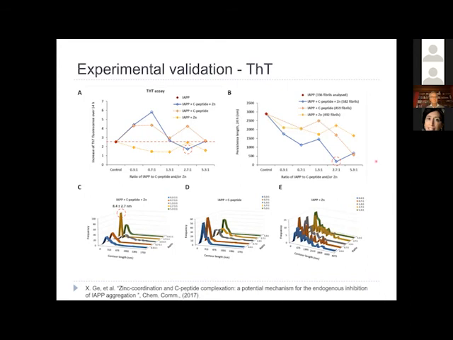So basically, the main conclusion is that when we fix the IAPP concentration but increase different ratios of zinc and C-peptide, we found that with this ratio here, 2.7 to 1, which is more than 2 C-peptide, we do see a reduction in the amyloid aggregation.